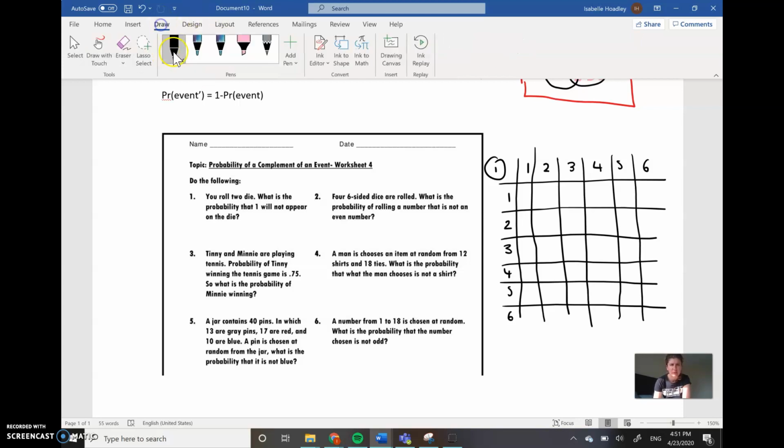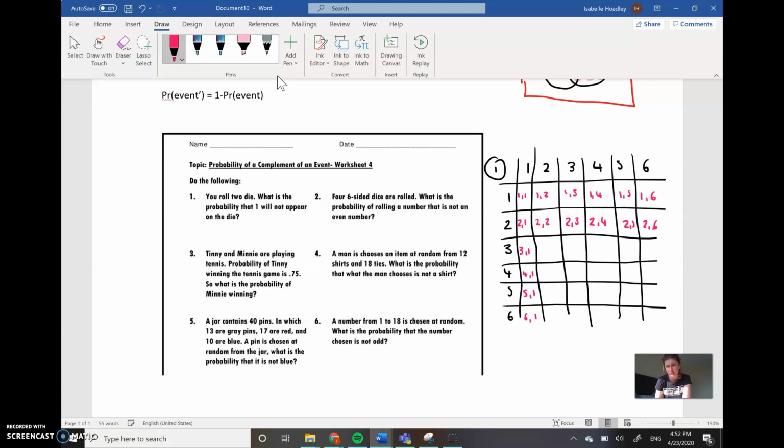Now I'm just going to change the colour of my pen, make it a bit easier to see. So for this first option, we can have a 1 and a 1. Then we can have a 1 and a 2, a 1 and a 3, a 1 and a 4, a 1 and a 5, and a 1 and a 6. So there's all our 1 rolls. We can then also have a 2 and a 1, a 3 and a 1, a 4 and a 1, a 5 and a 1, and a 6 and a 1. Down here we can have a 2 and a 2, 2 and a 3, 2 and a 4, 2 and a 5, 2 and a 6.